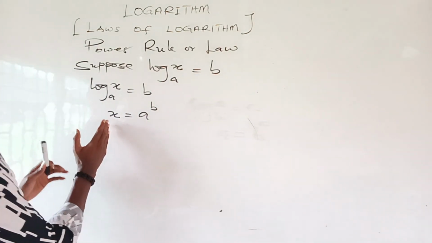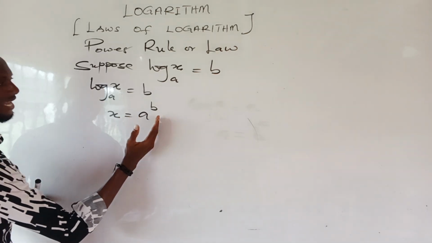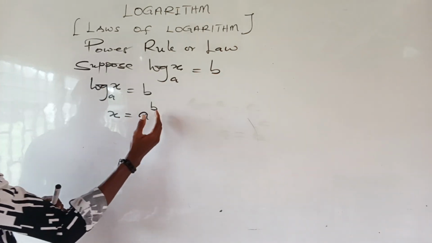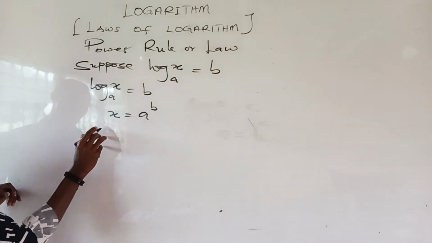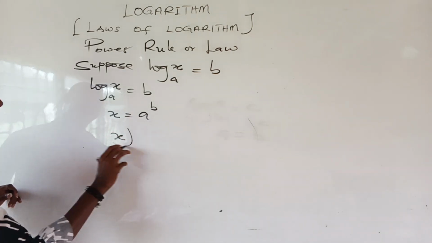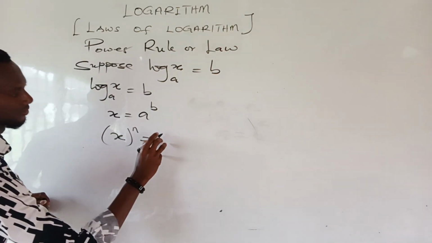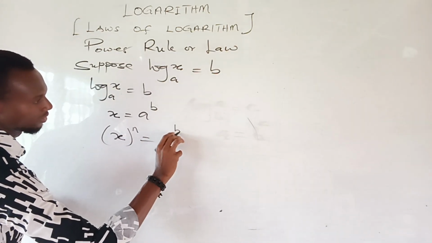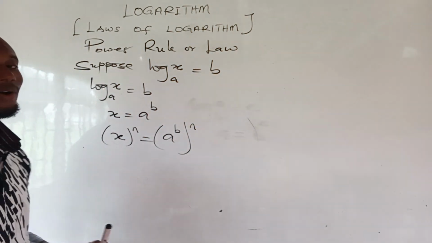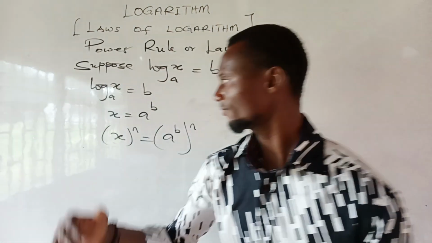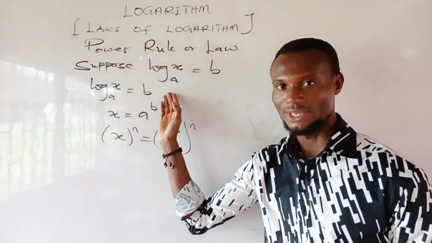So when I take this side of the equation, I'm going to raise it to the power n, and when I take this side of the equation also, I'm going to raise it to the power n. Okay, so I'm going to have s to the power n equals a to the power b, all to the power n. So this is all that I'm saying. We have s equals a to the power b.